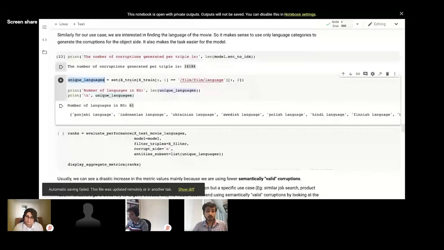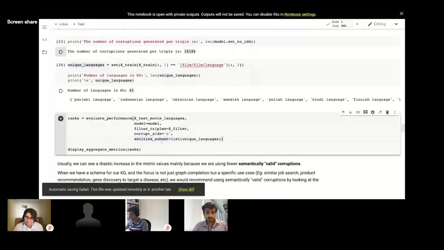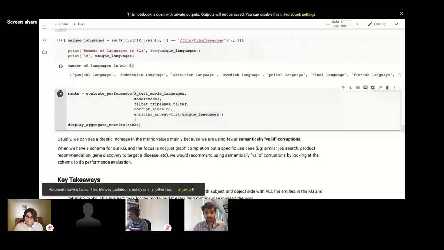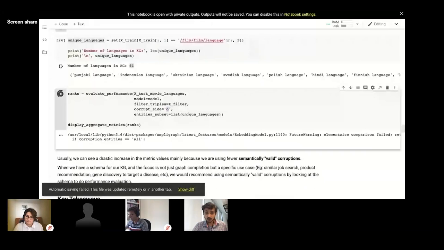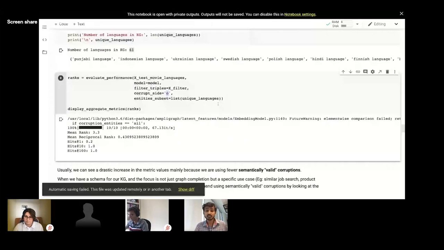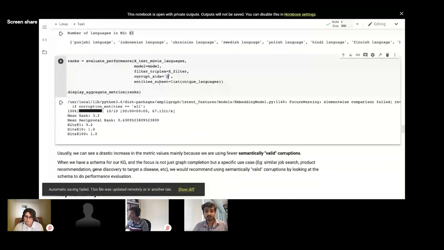And now I'll pass this argument called entity subset to evaluate performance, and I'll pass this list of unique languages. And you can see now what happens is it will compute the ranks by corrupting the object side, but not using all the entities, only 61 entities. So this becomes extremely fast, especially if you look at industrial size data sets with millions of entities. So this is a practical way of evaluating.